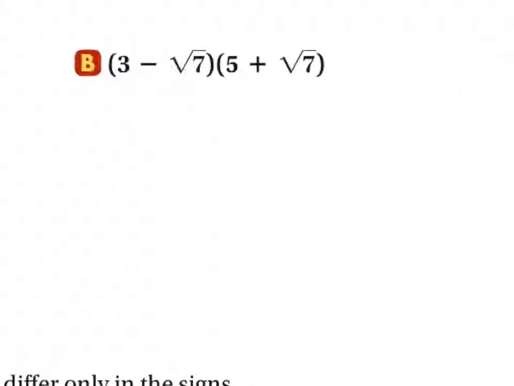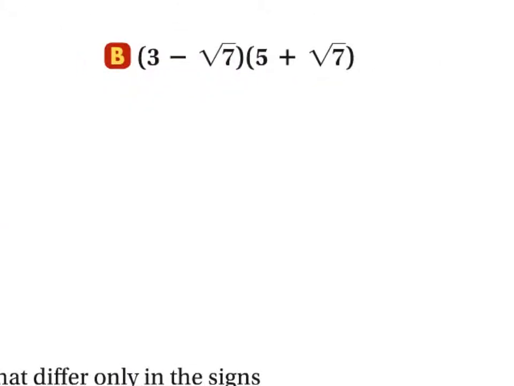So please take a look at example B, 3 minus square root of 7 times 5 plus the square root of 7. And please try that one on your own.